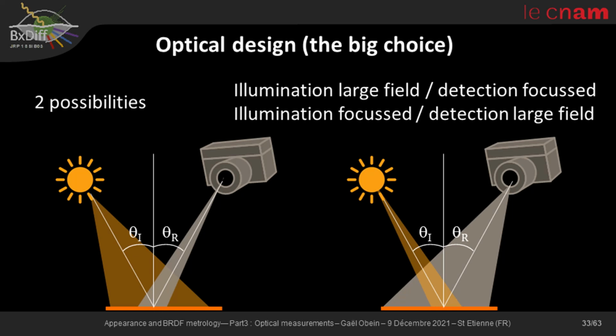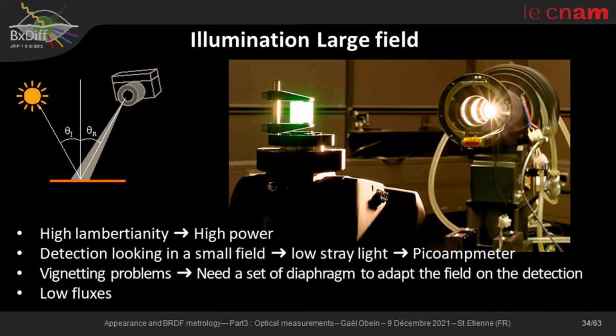You look inside the beam. And the other strategy is the opposite. You illuminate with a very focused beam, and then you have a detection with a very large field that is overfilling the illuminated part. Both of them are possible, and they have advantages, and they have inconveniences.